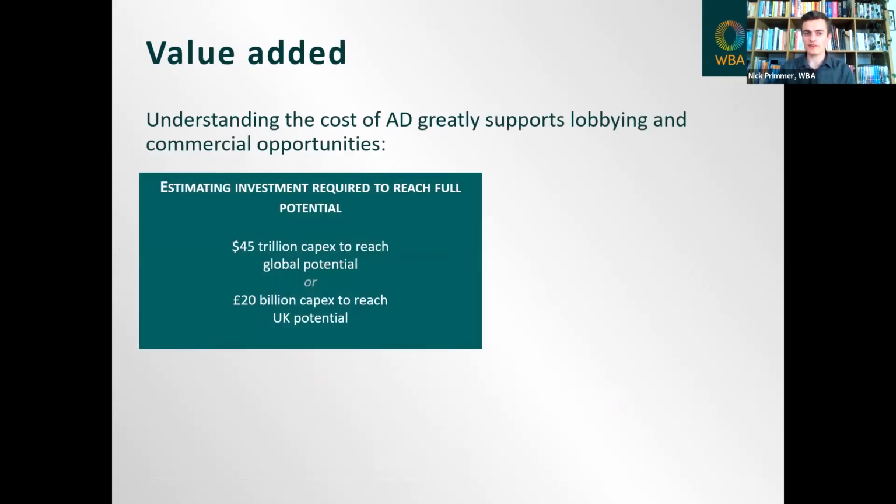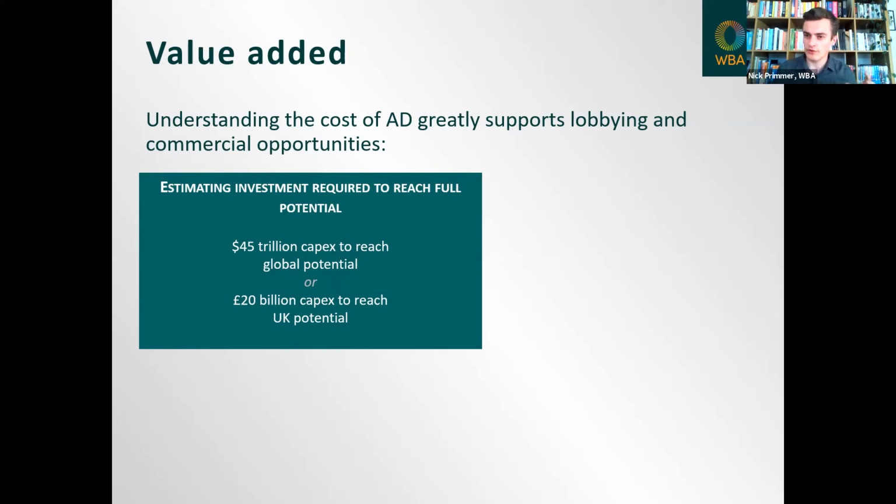So there are various ways that we can start using this data, and we have used it both in the report and in our lobbying efforts. The first is that you can estimate the investment required to reach full potential. In a global sense, taken from the report, we estimate about $45 trillion is required to build every AD plant worldwide to process the 105 billion tons of organic waste societies produce each year.